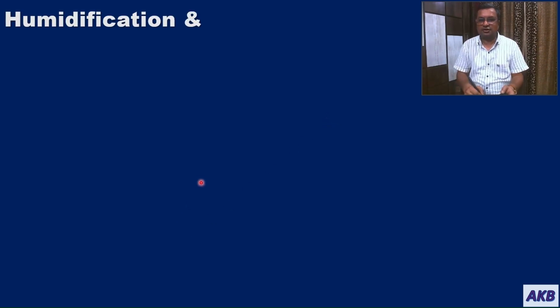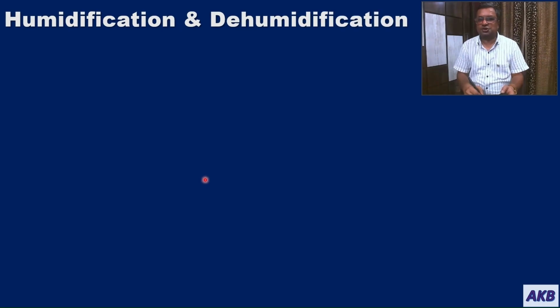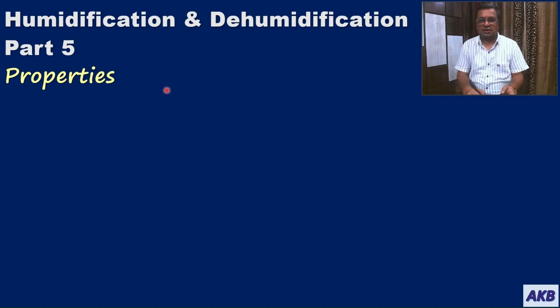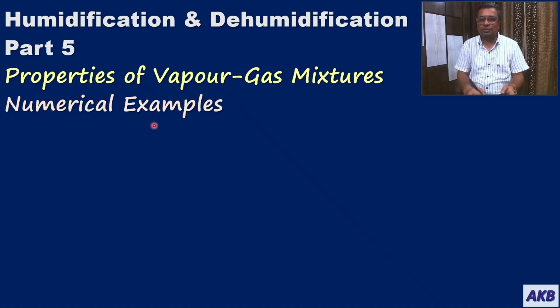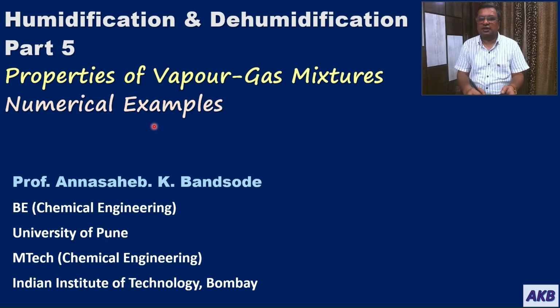This is part number 5 of my discussion on humidification and dehumidification. As a part of my discussion on properties of a vapor gas mixture, today I will be discussing two numerical examples that will help you learn how to estimate humidities, mass absolute humidity and molar absolute humidity for a typical vapor gas mixture. So let us begin the discussion.